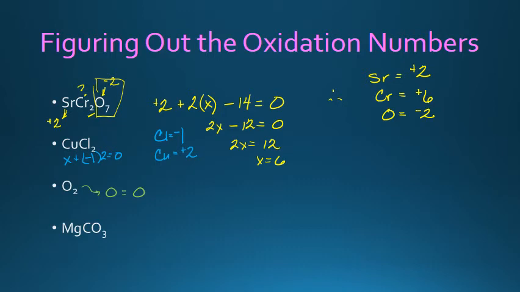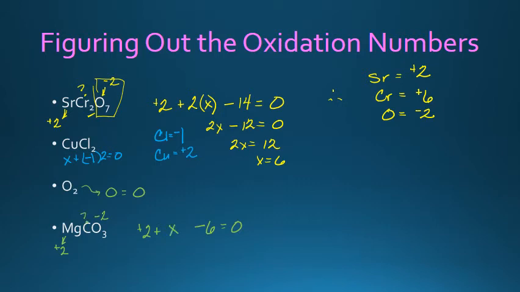Well, I always start with oxygen because it's always -2, unless, of course, we're dealing with peroxide. So 3 times negative 2 is negative 6. This thing has to equal 0. Magnesium is a monoatomic ion, so its oxidation number is the same as its charge, which means then we have to figure out what the other element is.